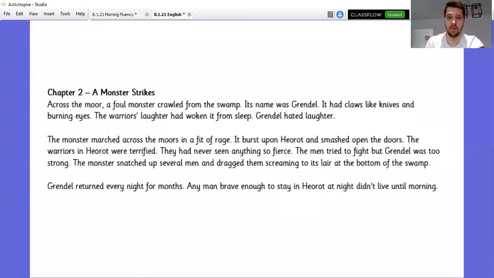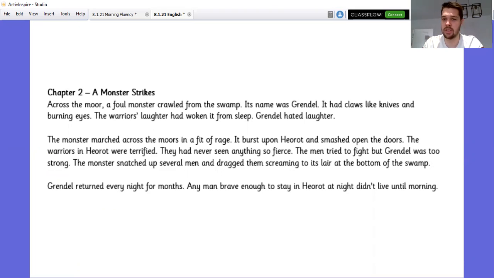Moving on to chapter 2, a monster strikes. Across the moor, a foul monster crawled from the swamp. Its name was Grendel. It had claws like knives and burning eyes. The warrior's laughter had woken it from sleep. Grendel hated laughter. The monster marched across the moors in a fit of rage.